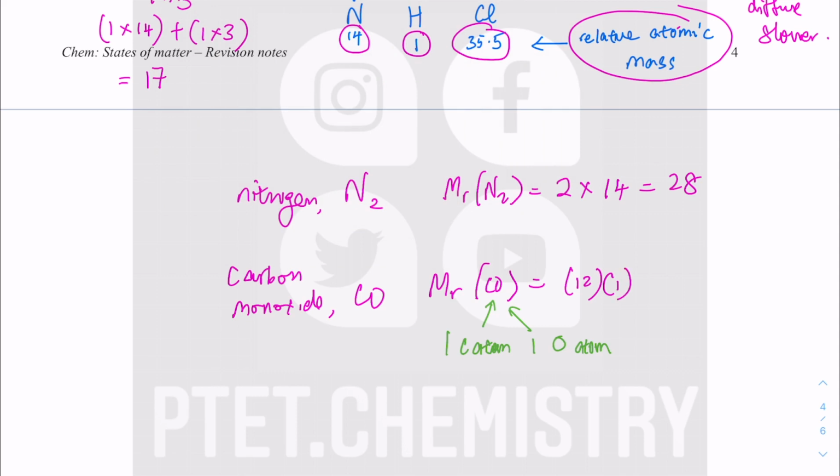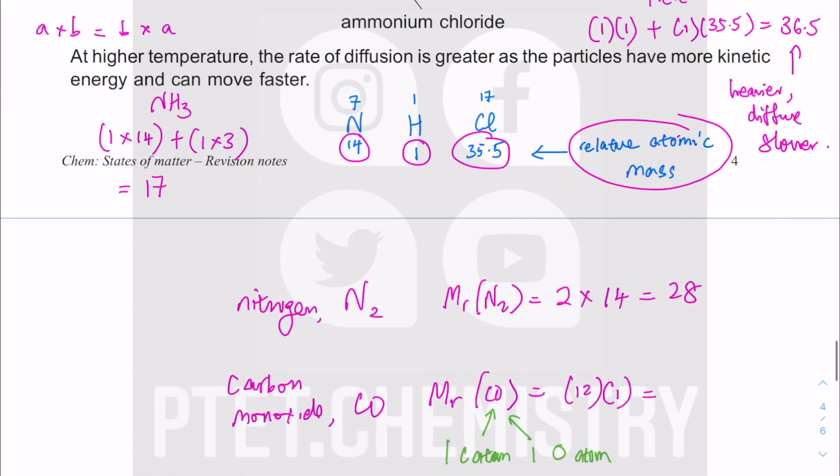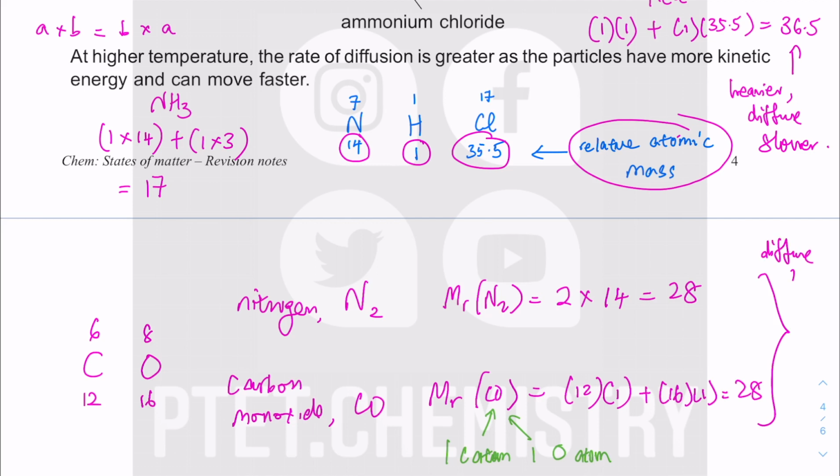12 times 1, because carbon in the periodic table is 6 and 12, oxygen is 8 and 16. So 12 times 1, and then 16 times 1, this is 28. So these two will diffuse at the same rate, and that is because they have the same relative molecular mass.